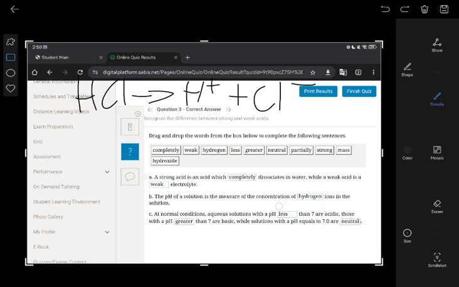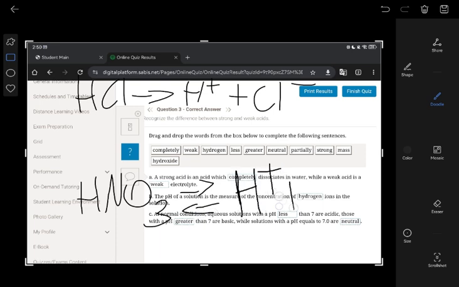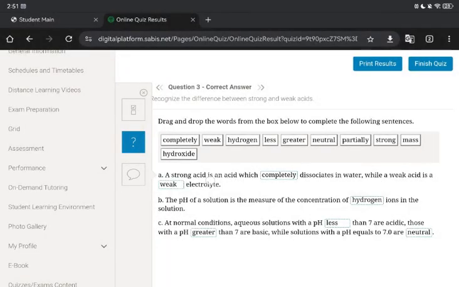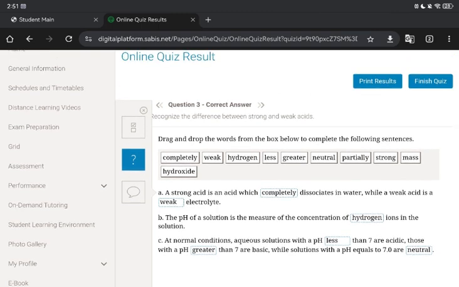While a weak acid is a weak electrolyte. Like acetic acid, the one that we just saw. Or I'll do, I think nitric acid is weak. I might be wrong. But look, if it has a double arrow, it means it's weak. Acetic acid is definitely weak. So if it has a double arrow, it's weak. If it has a single arrow, it's strong. So here, a strong acid is an acid which completely dissociates in water, while a weak acid is a weak electrolyte. An electrolyte is what splits up in water and gives you ions.